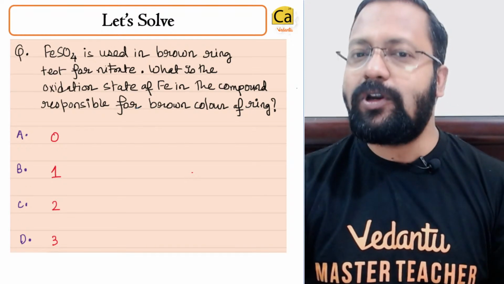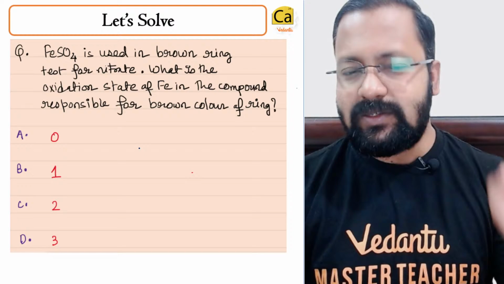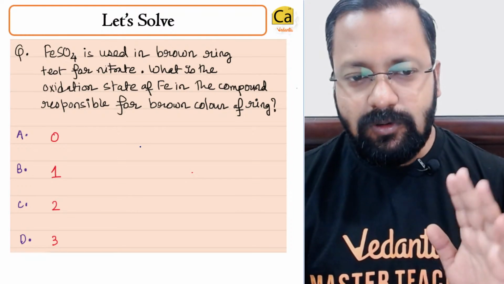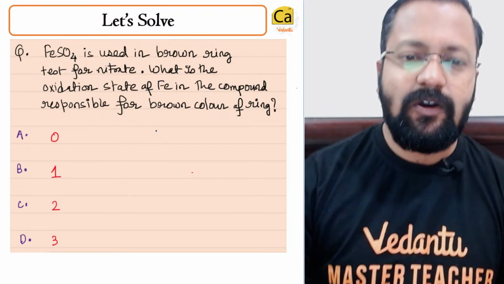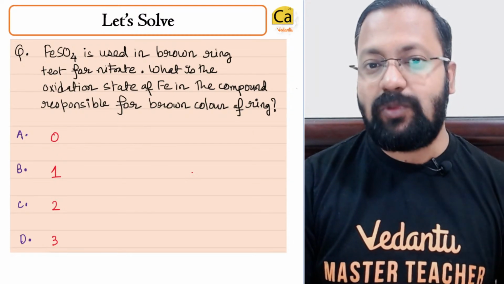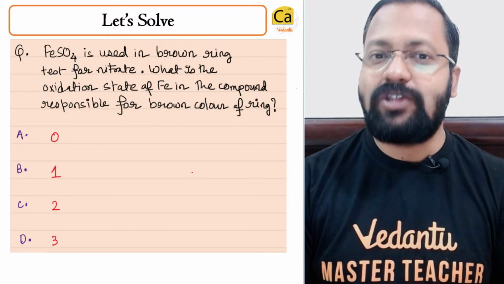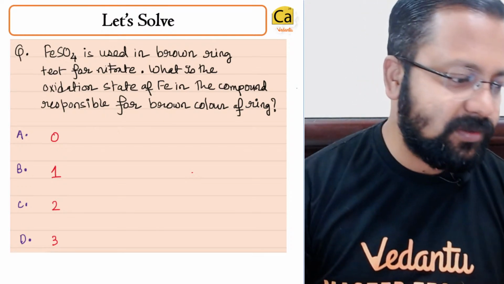This is a very important question. This question has been asked multiple times in JEE. So, what is the oxidation state of iron in the brown compound which is responsible for the brown ring test, or brown ring complex? What is the oxidation state of iron in the brown ring complex?